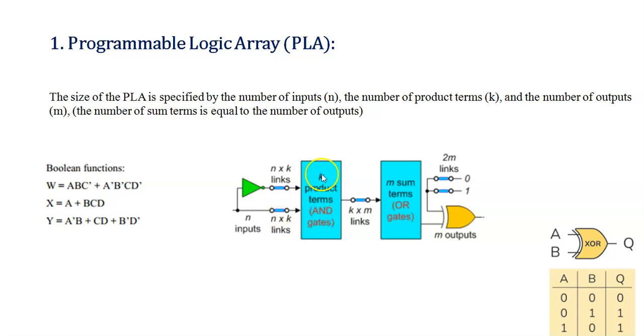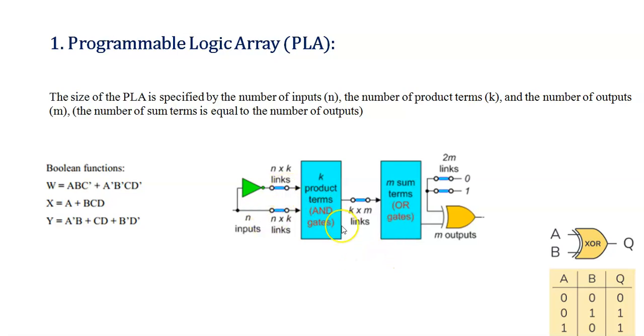Now it will be generating K product terms, and that output will be given to the OR gates. The number of OR gates will depend upon the number of functions you require. I will be explaining these things using this boolean function. Suppose you need to implement this boolean function, where I have functions W, X and Y. So there are three functions, that is, I require 3 outputs. That's why I require 3 OR gates here, so the OR array will have 3 outputs.